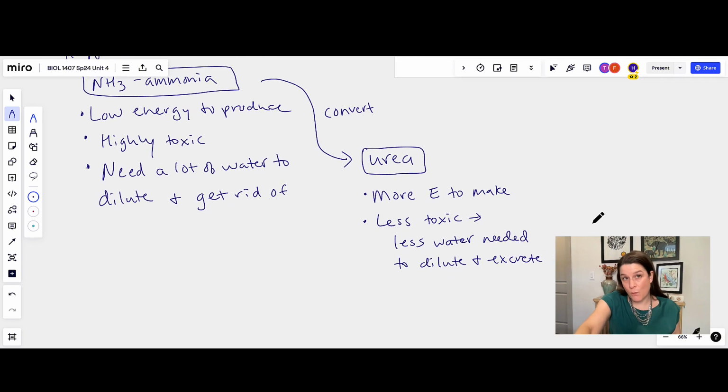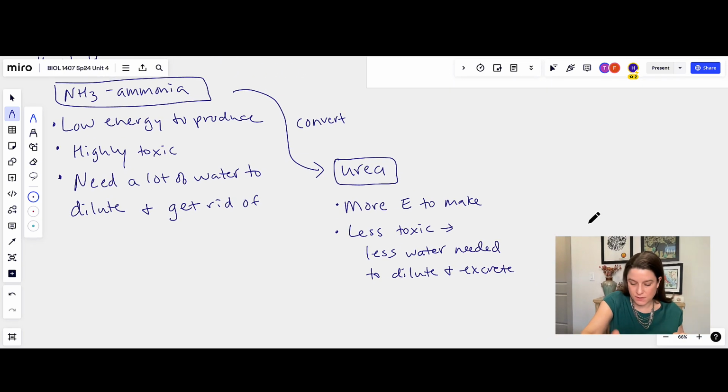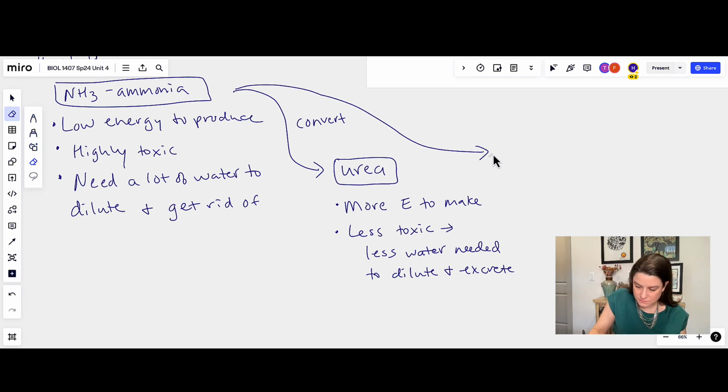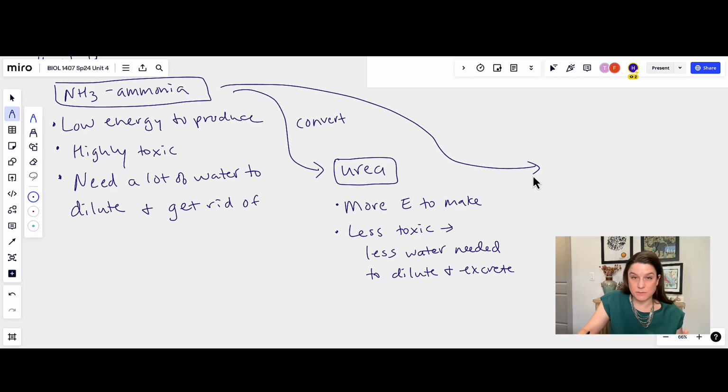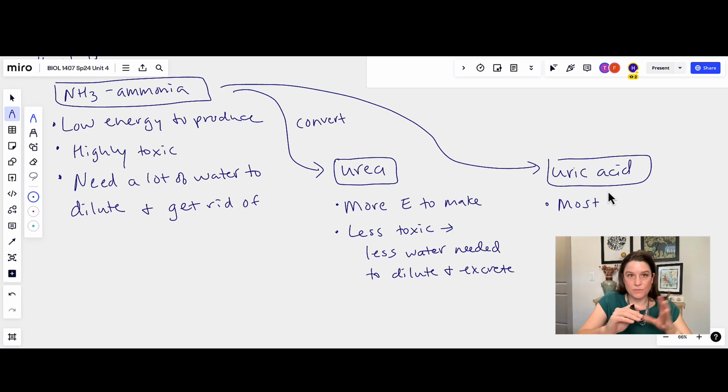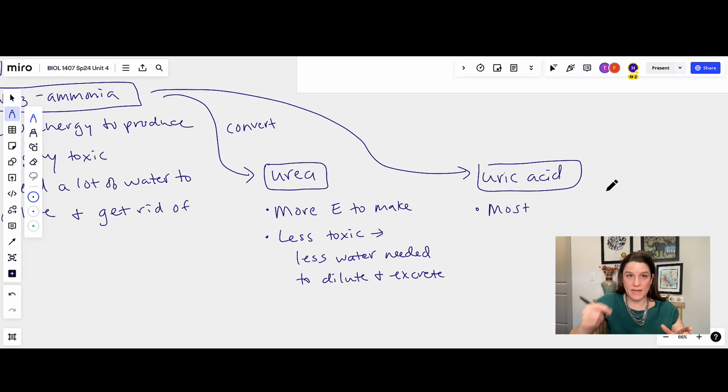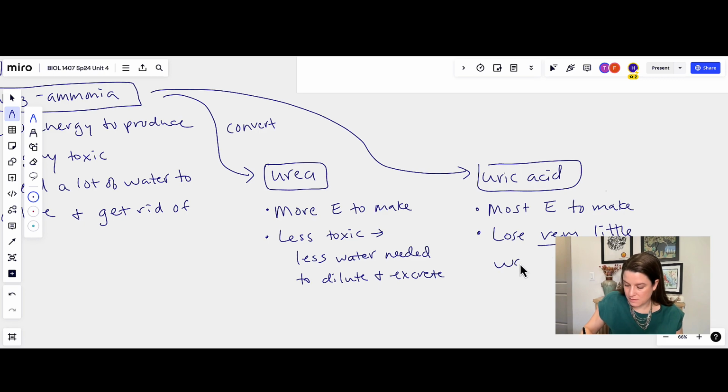But you still do lose some water. So you can actually also convert ammonia to a third product, which is called uric acid. We'll actually see this a lot more in the animals too, but it applies to animals 1 as well. Uric acid has like a ring structure in it, so it's pretty complicated to make. So it takes the most energy to make, but you lose very little water excreting it.